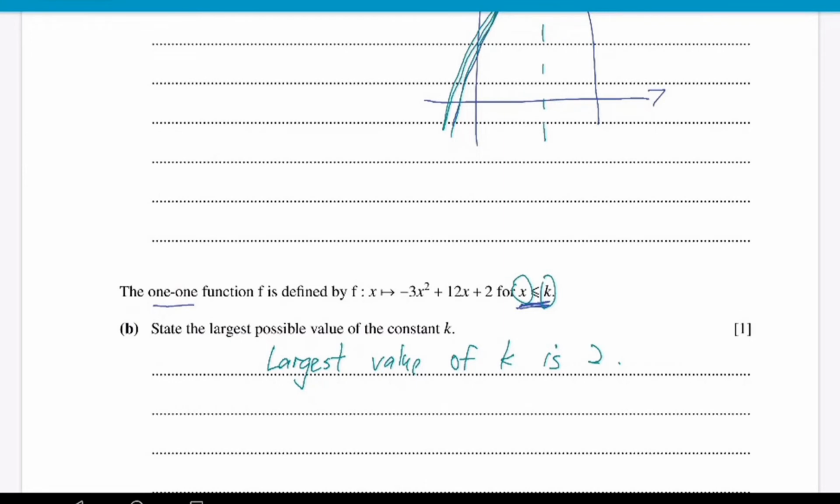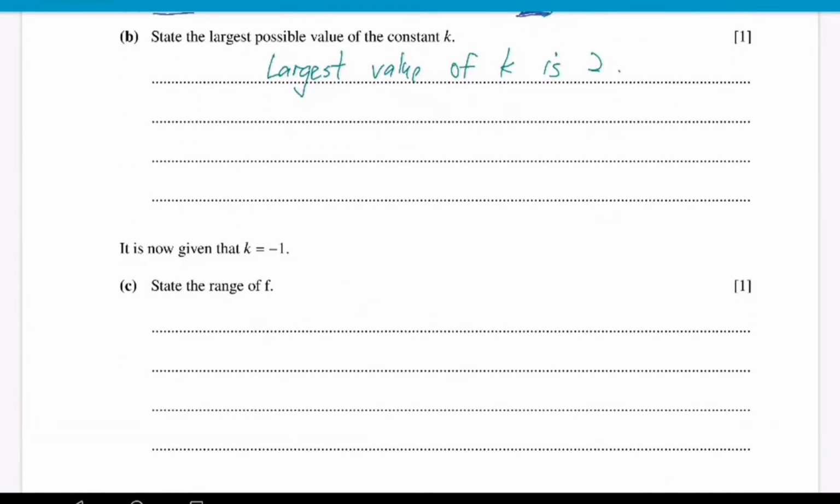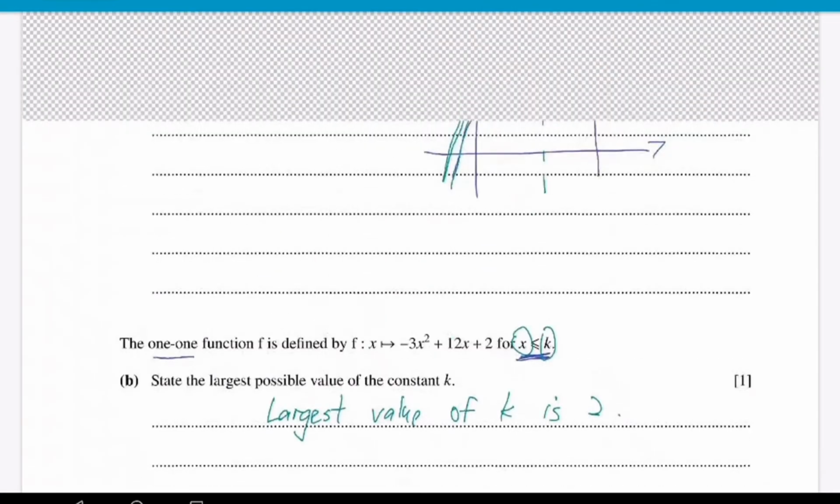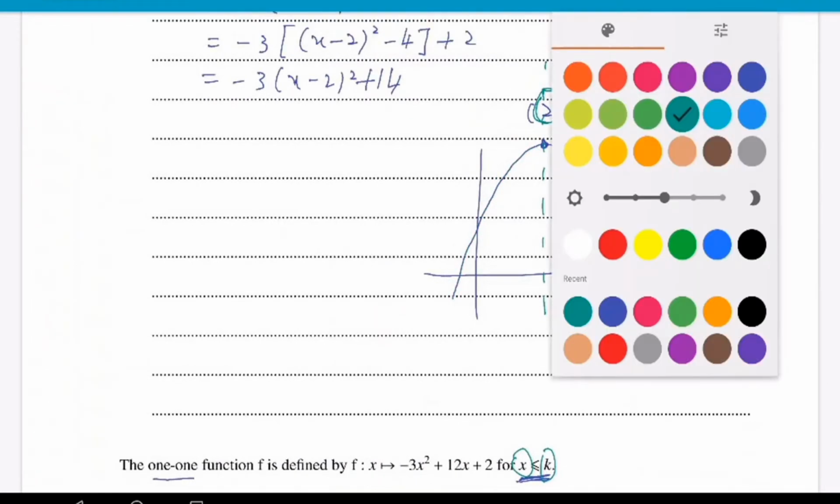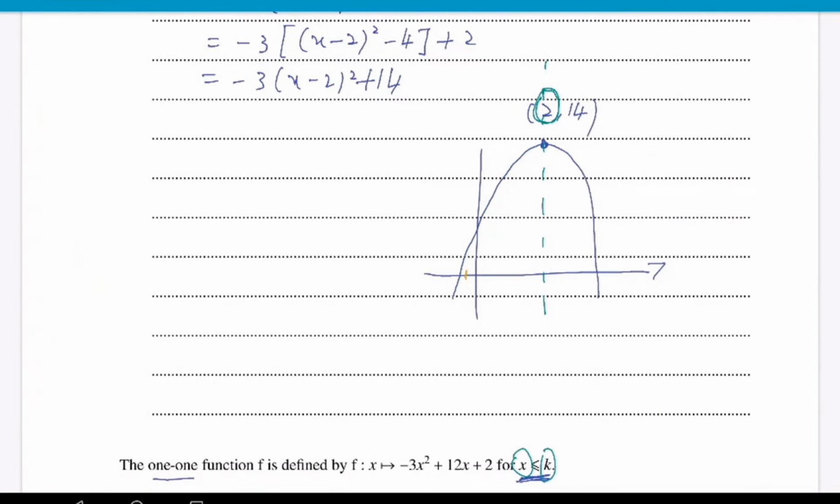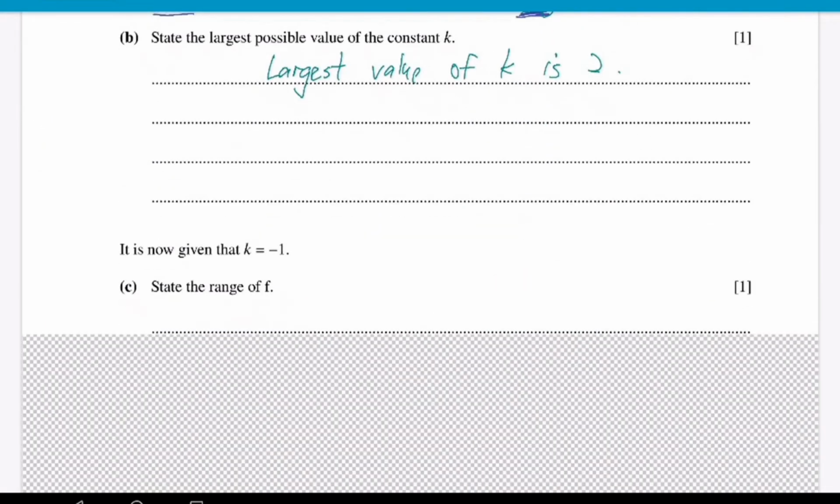1 mark for this, right? Okay, so now given that k is equals to -1, state the range of f. So now they don't want to take k as 2 here, they want to take k as -1. So where's our graph starting? The graph is actually starting from here, or here, we don't know until we do the calculation. So to get that value, we just need to sub in the -1.